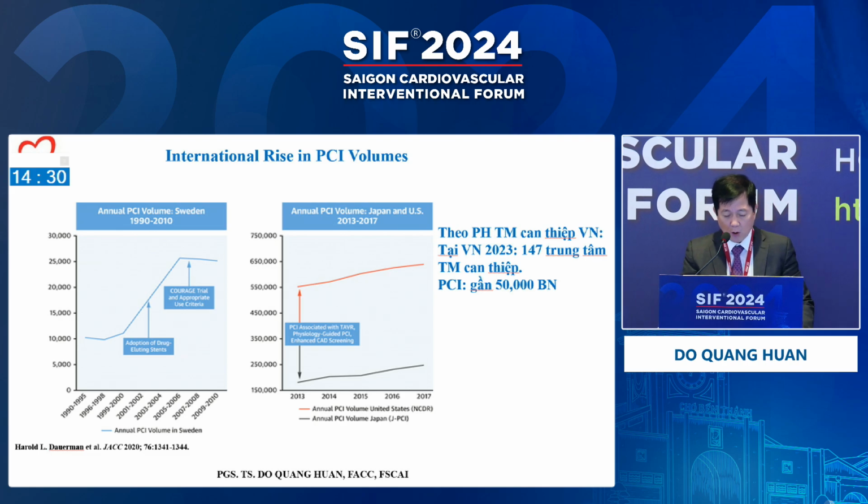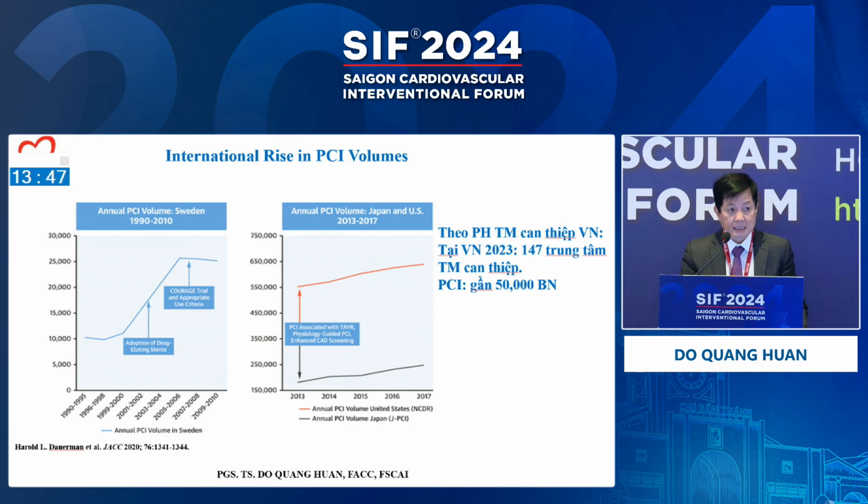The PCI worldwide increased rapidly. We know that more than 10 million people undergo PCI a year. On the left side, we show statistics from Sweden. In only 5 years, the number of PCI increased 2.5%. And on the right side, statistics from Japan and the US show that from 2000 to 2017, the number of PCI increased 2.5 times.